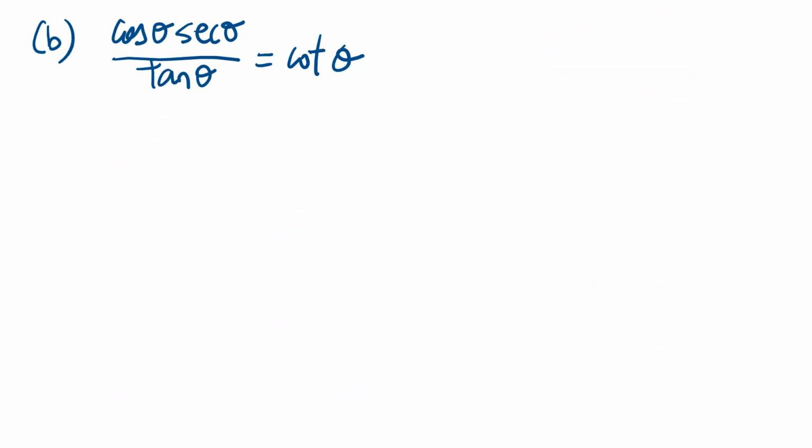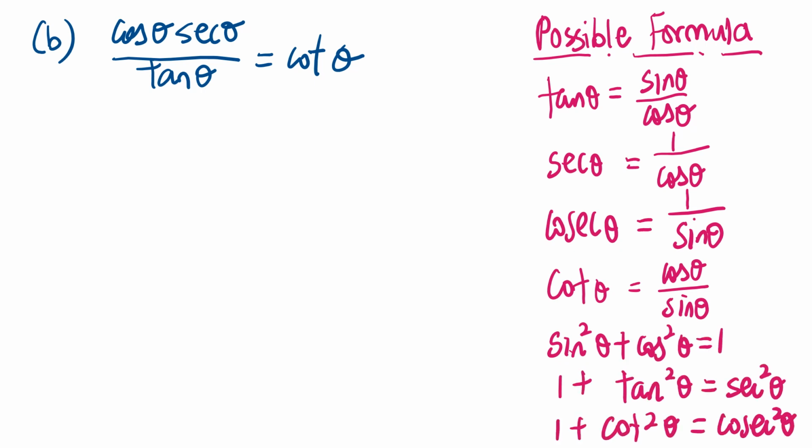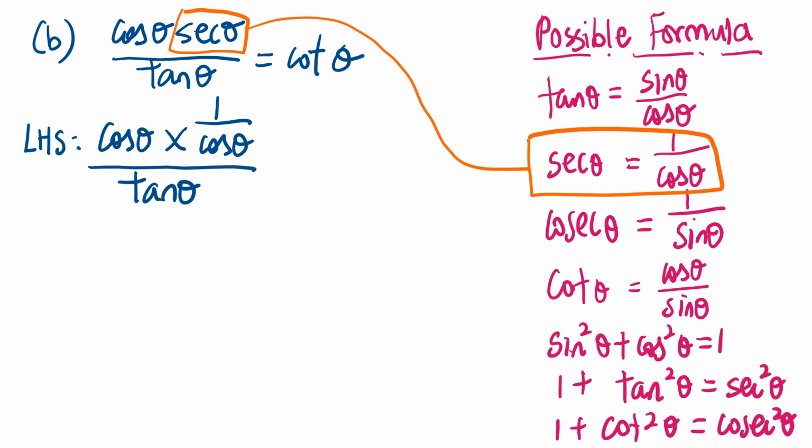Alright, let's look at another question. So again, write down the formulas. You realize that if you keep writing all these formulas 10 to 20 times, it will stay inside your head. Alright, so which one should we use? Yes, we should use the reciprocal identity. Okay, and we will prove from the left hand side, because again the left hand side has more terms to work on.